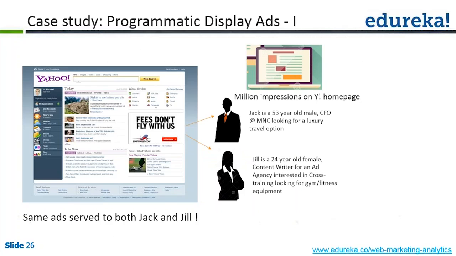All right, as I promised, just a case study that talks about why RTB is useful. Let's assume we're looking at the Yahoo homepage, right? A million-plus impressions on the Yahoo homepage every day, probably every hour. Let's assume there are a couple of people. One's Jack, our favorite guy, a 53-year-old male who is a CFO at an MNC and is looking to take his next break on a luxury holiday. On the other hand, we have Jill, a young female, 24 years old, probably a content writer, who's pretty interested in fitness, in cross-training equipment.